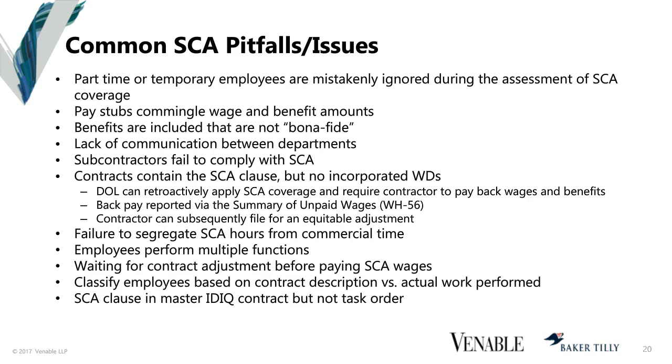So we'll talk through some common SCA pitfalls. I think you'll hear a bit of back and forth from James and me here because we've both seen these at various clients. One of the most common is that part-time or temporary employees are mistakenly ignored during the assessment of SCA coverage. It does not matter if somebody is a 1099 independent contractor. You are still required to provide them the same pay rate and health and welfare and holiday and sick pay. If they're an independent contractor, that probably means that you're providing them cash in lieu of these things. But you need to make sure that you are paying them in full compliance.